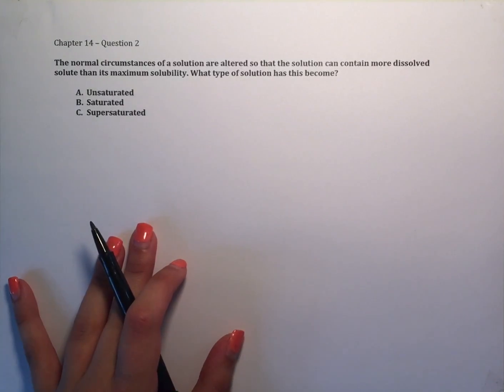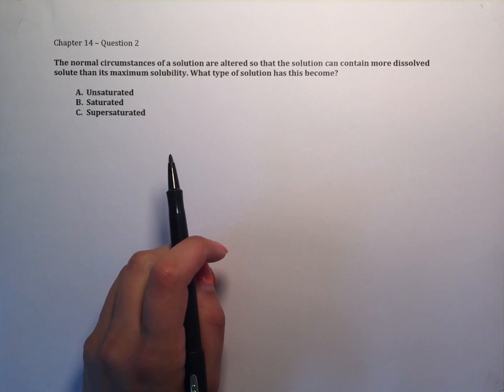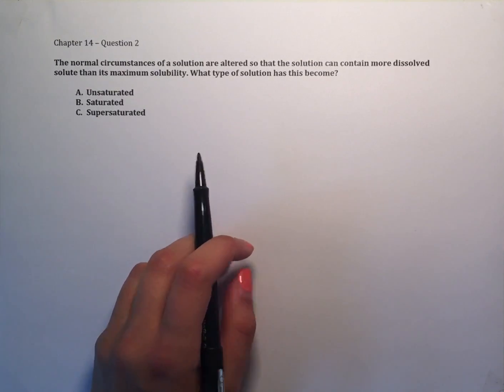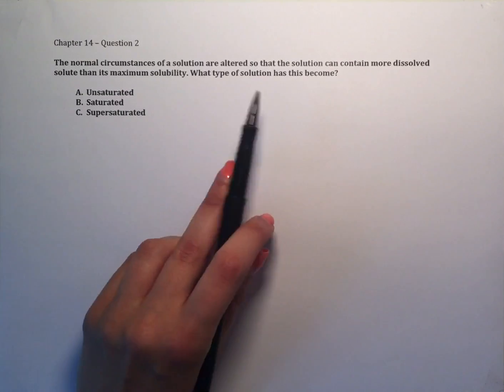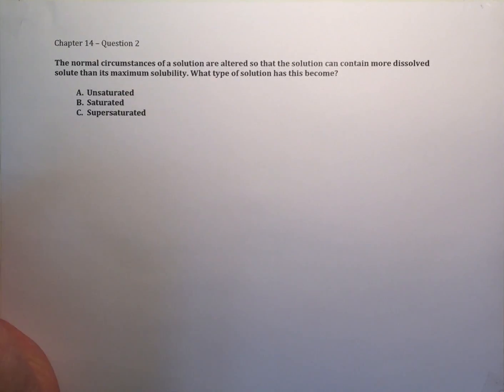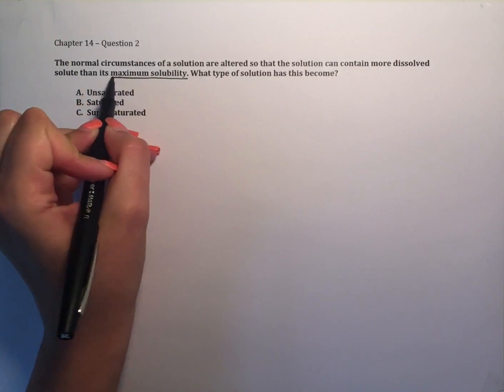Let's begin by working on the following question. The normal circumstances of a solution are altered so that the solution can contain more dissolved solute than its maximum solubility. What type of solution has this become? So let's start by defining the term maximum solubility.